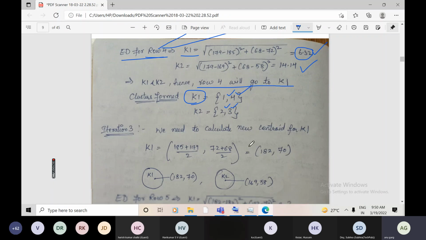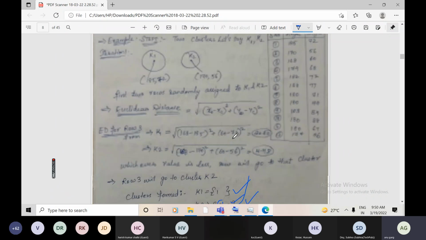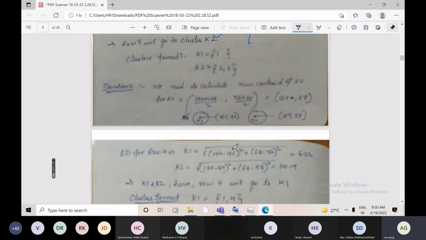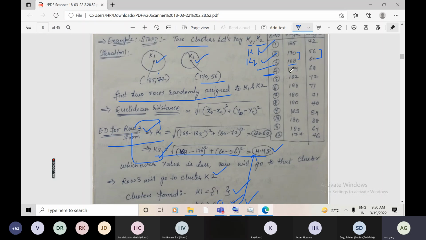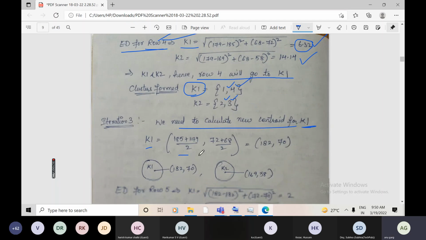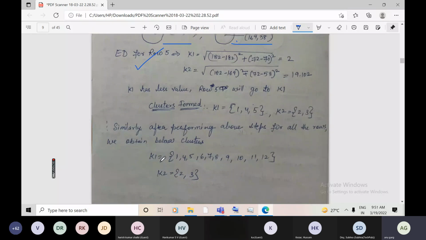So what you need to do is recalculate your new centroid for K1. For K1, how will you recalculate? Whatever K1 value you have taken, the original value 185.72, plus whichever row has gone to that cluster, take that row and find out the new centroid. Once you have found the new centroid, write down your new centroids for K1 and K2. The same procedure you repeat for row 4, row 5, row 6, and finally you will see that in cluster K1 all these values will come, and in cluster K2 all these values have come.